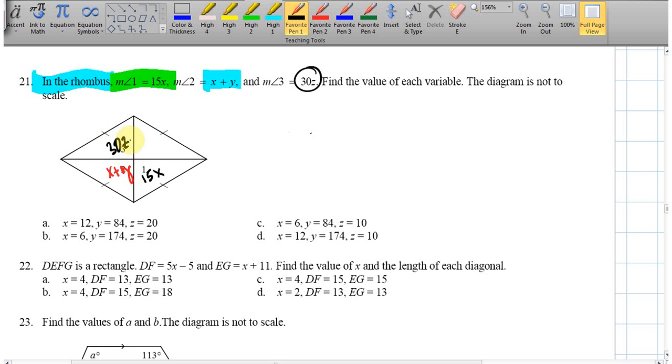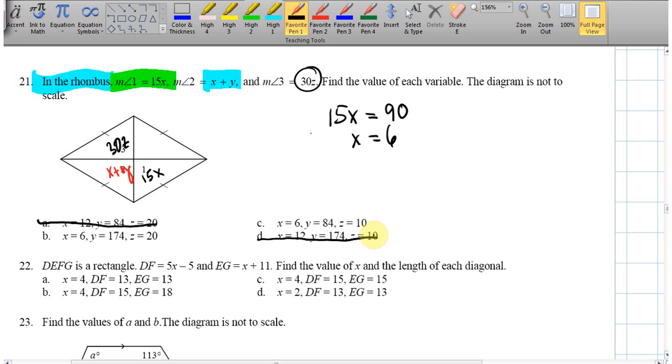Okay, so let's find each variable in here. Let's see, what do we know about a rhombus? Well, the rhombus's diagonals are perpendicular to one another. So last time I checked, 90 divided by 15 is, what is that? That is 6, not 4. What am I thinking? So that is 6. So right away, I'm going to cross out this one here. That one's no good. X has to be 6. It's either going to be B or D.